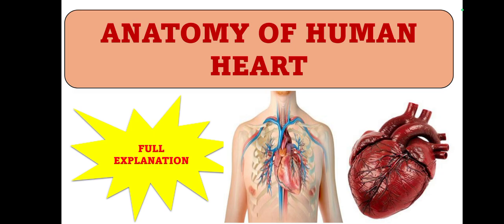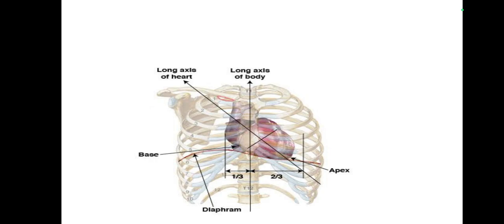So today's video is going to be about the anatomy of the human heart. We all know that the human heart is our major vital organ. It is situated behind the breastbone, in the chest wall, just behind the sternum, that is in the mediastinum.